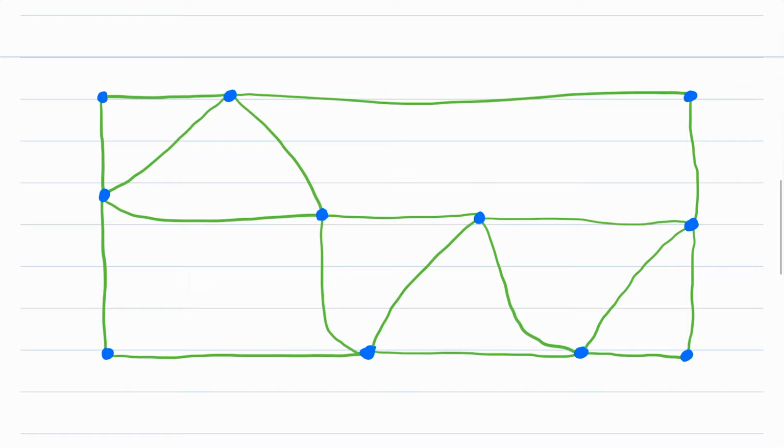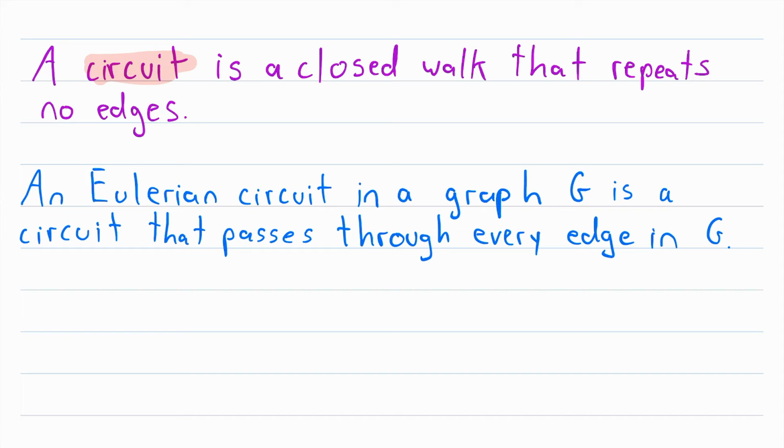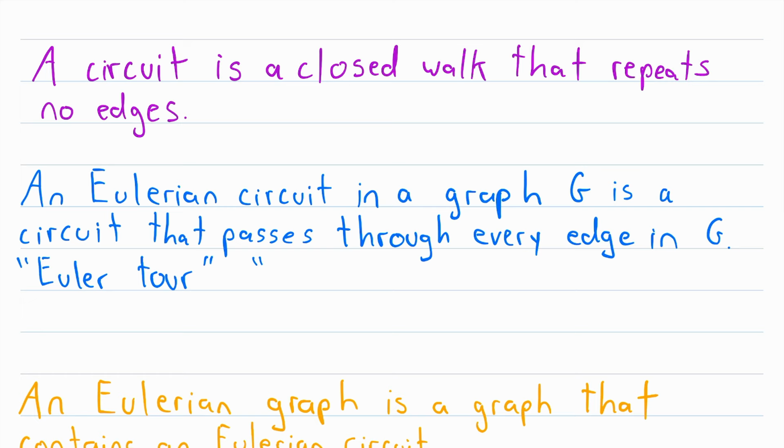This is the beautiful graph we found our Eulerian circuit in, so since it has an Eulerian circuit, it is an Eulerian graph. Now let me go ahead and write some of this down. So remember, you should already know what a circuit is. A circuit is a closed walk that repeats no edges. Then, an Eulerian circuit in a graph G is a circuit that passes through every edge in G. And of course, since it passes through every edge and it can't repeat edges, it passes through every edge exactly once. And then of course, an Eulerian graph is a graph that contains an Eulerian circuit. You might also see Eulerian circuits being called Euler tours or Eulerian cycles.